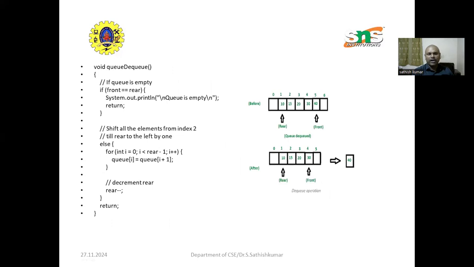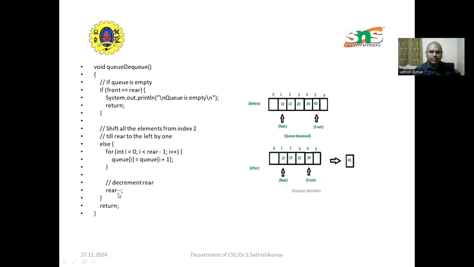So here, void print, if front equals rear, System.out.println the queue is empty. Here we are going to DQ. The 40 is going to be removed, so the positions will change. See this: for i equal to 0, i less than or equal to rear minus 1, i plus plus, Q of i equals Q of i plus 1. Then the rear is decremented.